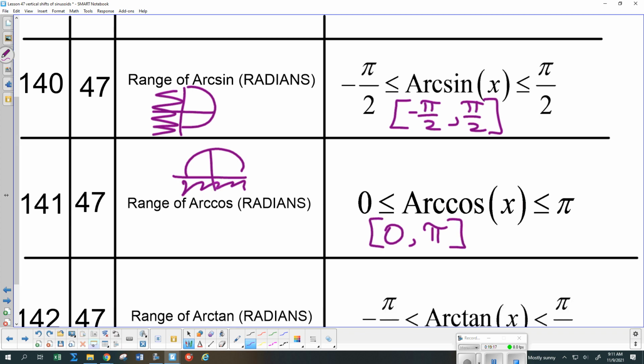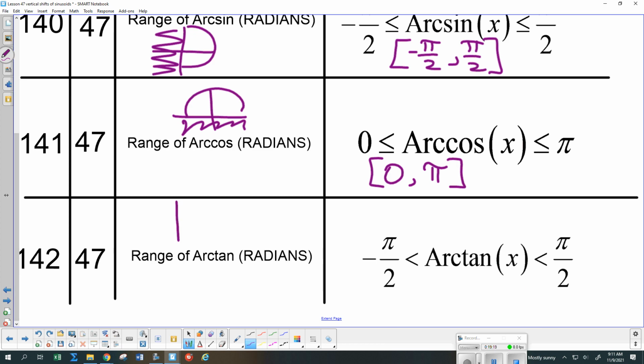And for our last one, arctan, we also restricted to the first and fourth quadrants. So also between plus and minus 90, which we can also call plus and minus pi over 2. But we can't actually be at the top and bottom of the unit circle because tangent is undefined there. So we don't have the or equal symbol. We use the curved parentheses for our interval notation for what that one is restricted to.